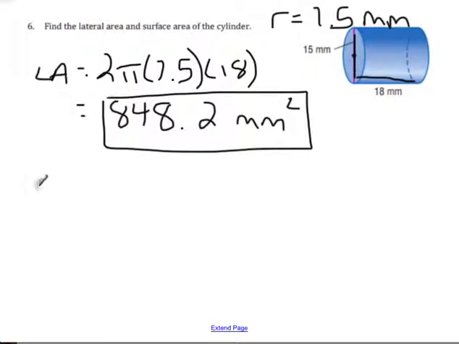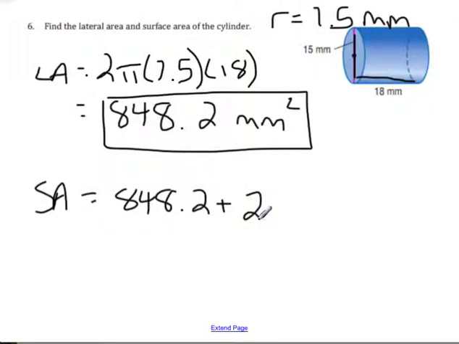Now, to get our surface area, remember that we need to take the lateral area, which is 848.2, and we need to add it to 2 times the base area. So that's going to be pi, and then our radius squared. So I can go ahead and I can type all of this into my calculator.